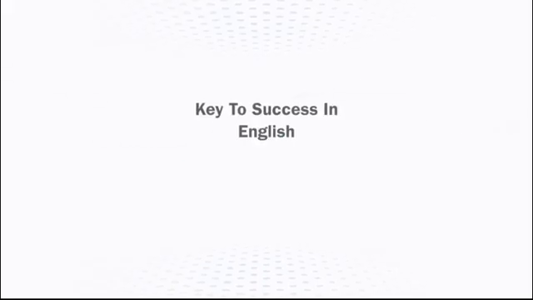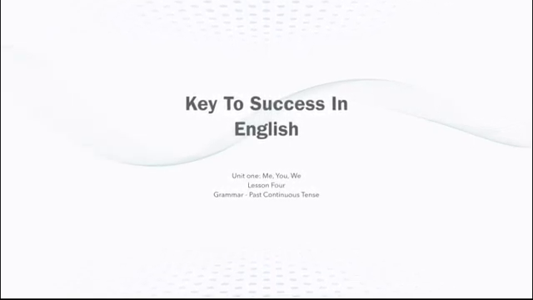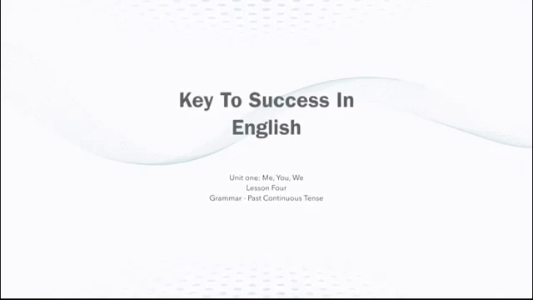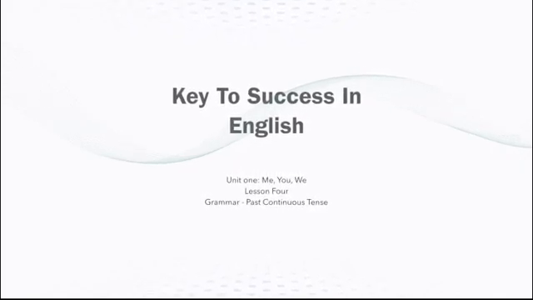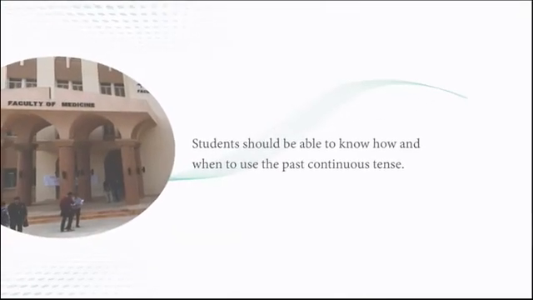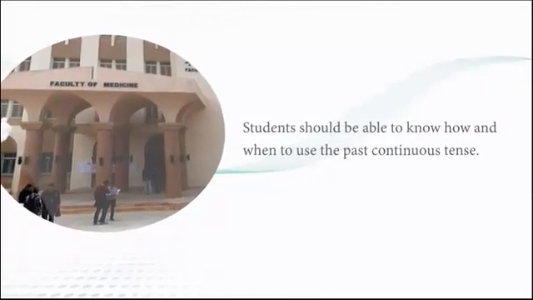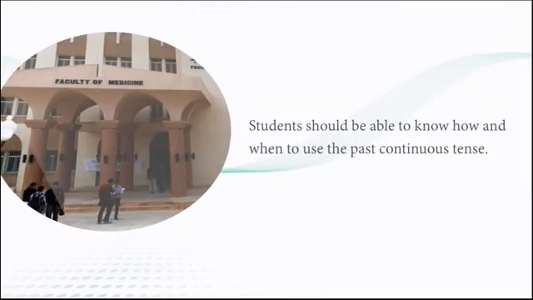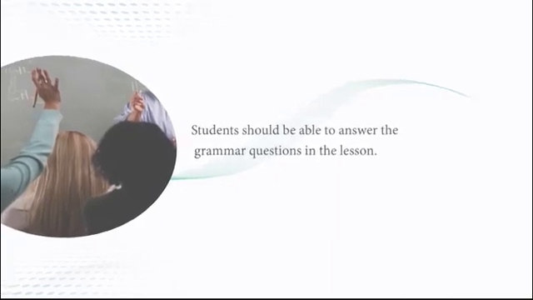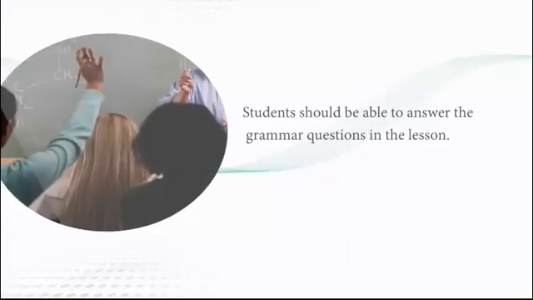To Success in English. Unit 1. Me, you, we. Lesson 4. Grammar. Past continuous tense. The objectives for this lesson are: 1. Students should be able to know how and when to use the past continuous tense. Objective 2. Students should be able to answer the grammar questions in the lesson.